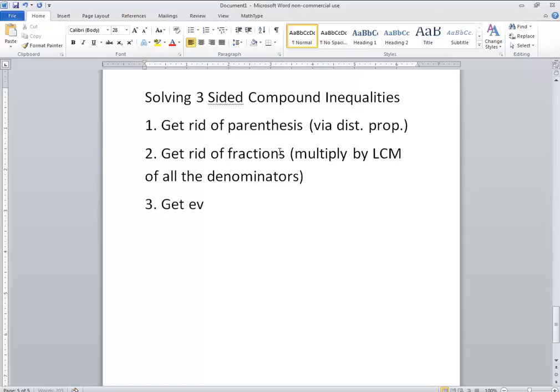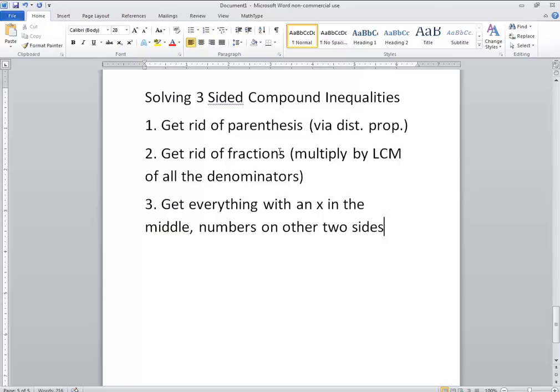Step 3, get everything with an X in the middle, numbers on the other two sides. When I say everything, I'm talking about terms. So get all the variable terms in the middle, constant terms on the other two sides.